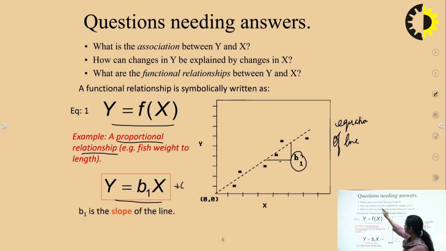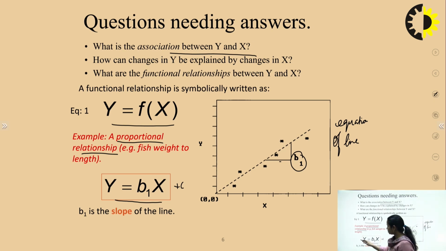So what is the association between y and x? Here you can see the association between y and x. As the value of x is increasing, the value of y is also increasing. So there is a proportionality relationship in this.